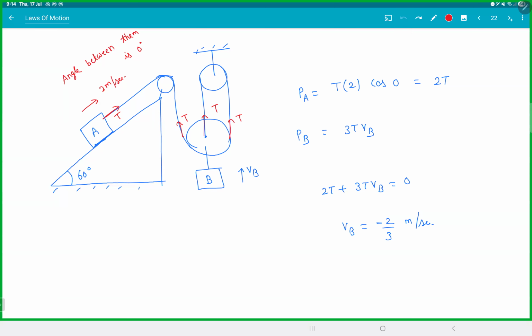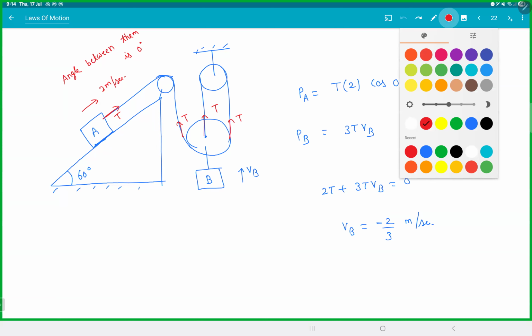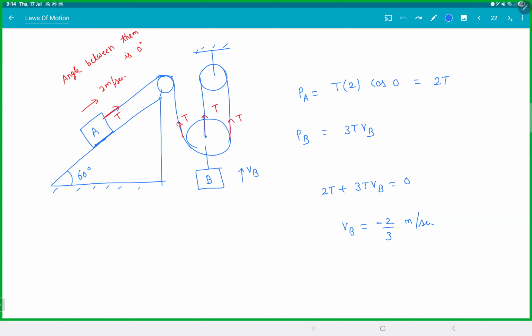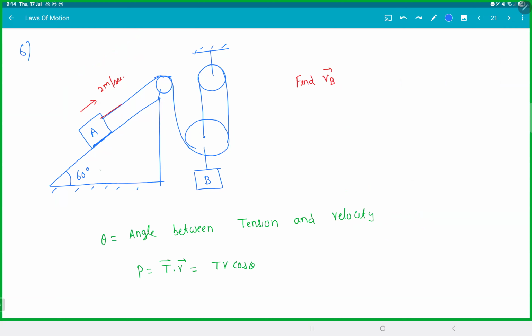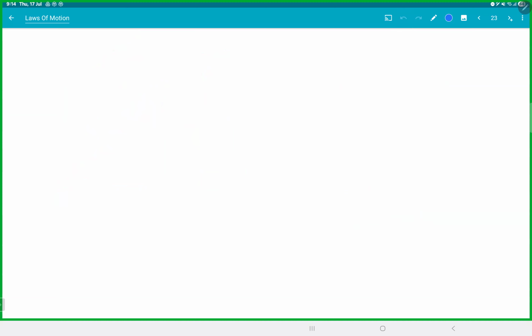All clear with this? I'll show you those cases, don't worry about it. So let's see one more. In this case, I just wanted to show you the 60 degrees is useless. Most people will use that 60 degrees. So be careful. Theta is not the angle of inclination, it is the angle between tension and velocity. Always stick to the definition.